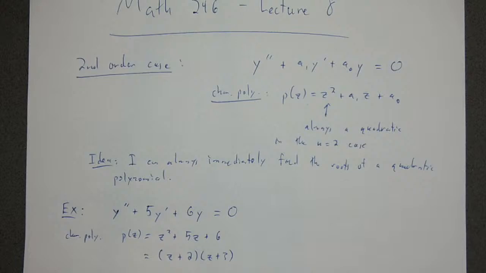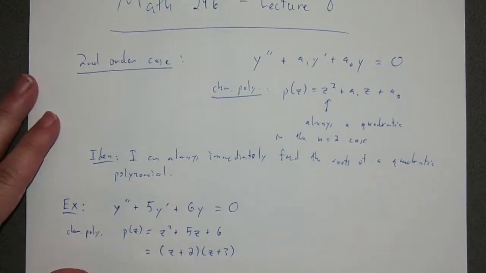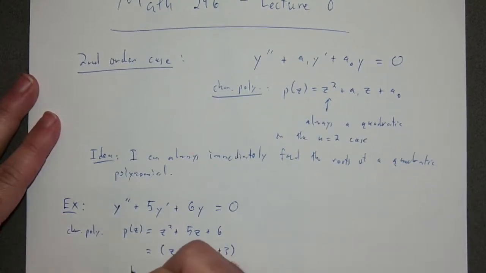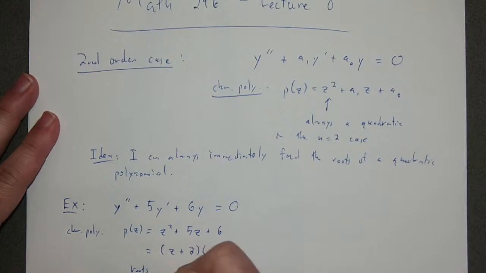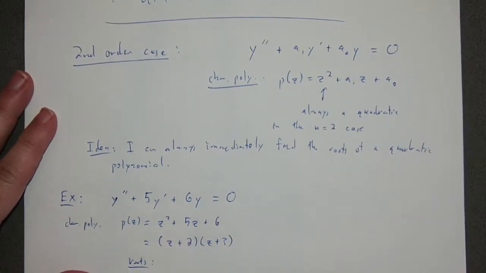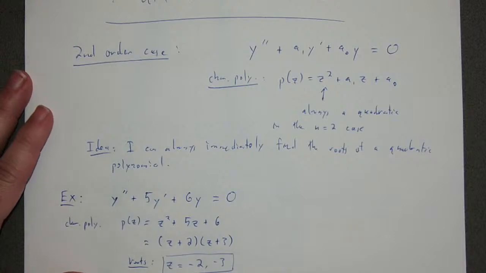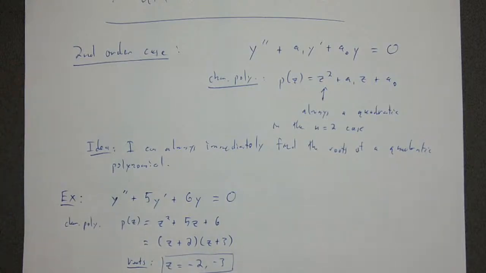Now what? Well, what are my roots? The roots of this characteristic polynomial: I'm setting this equal to 0, asking where it is 0, clearly at minus 2 and minus 3. How does that help me? Well, let's do a little aside for a second.